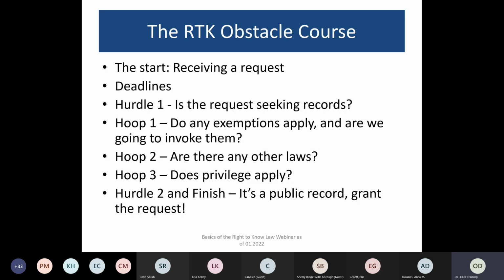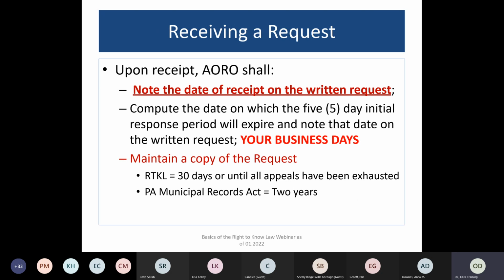And we'll talk about this obstacle course in detail here. But first offhand, let's talk about receiving the request. Okay. Do exemptions need to be invoked? All right. Again, you folks are getting ahead of me, and that's okay. That shows you're paying attention and you're on your game here. But I promise you, I will be answering these questions.